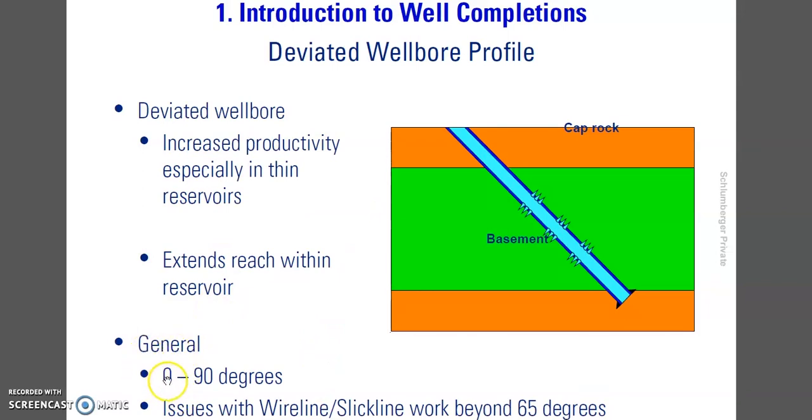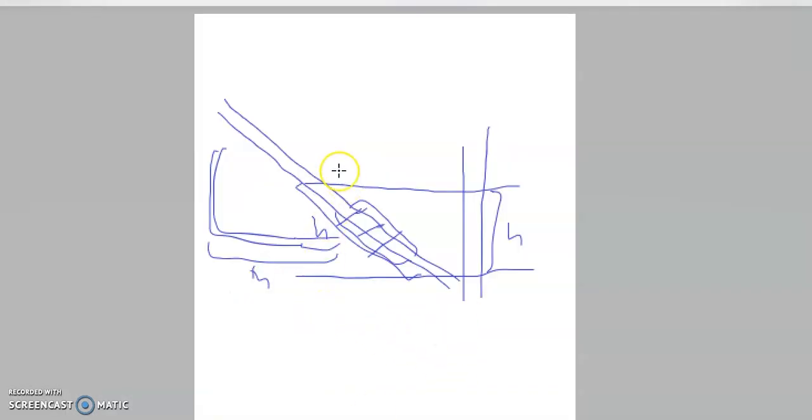Okay, in general, the deviated wells start from 0 to 90 degrees. So the range will be from 0 to 90 degrees. This is the range of deviated wells. If it's 90 degrees, the well is horizontal.